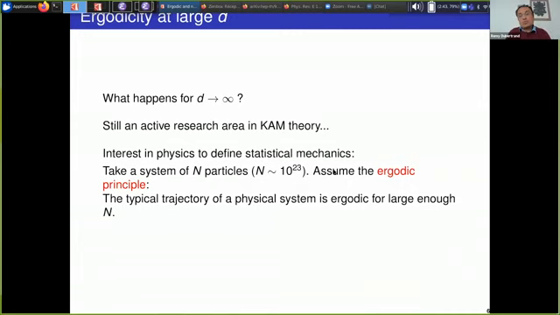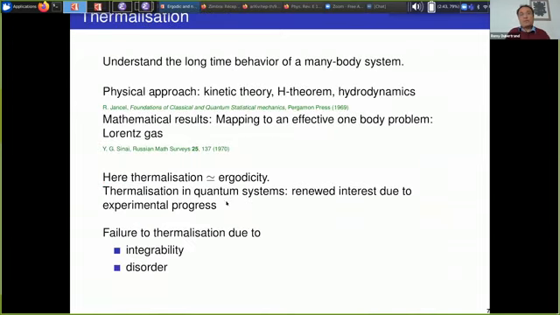In order to take a statistical description, you have to assume what is sometimes called the ergodic principle, meaning that the typical trajectory of a physical system is ergodic for large enough dimension. And I think that this ergodic principle is actually much more difficult to state in more rigorous terms. Associated to this idea of ergodicity is the more physical, more intuitive idea of thermalization, which has to do with understanding the long time behavior of a many-body system.